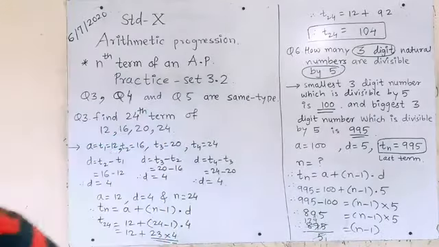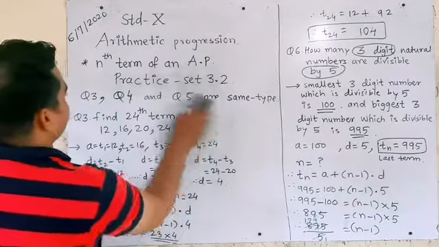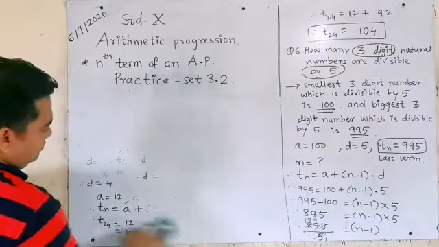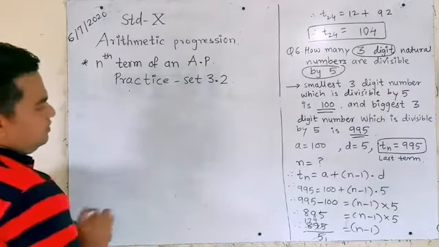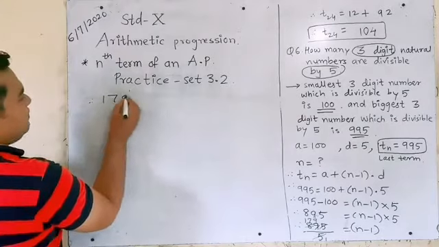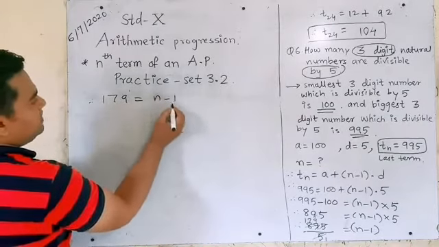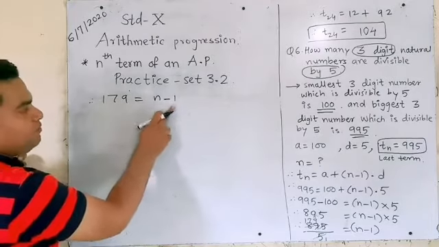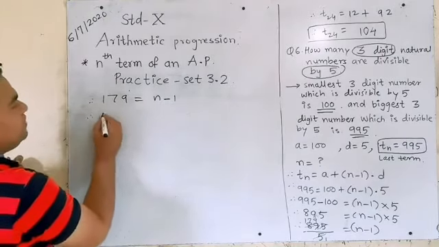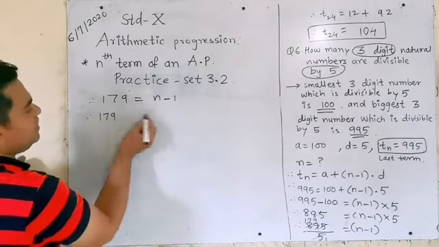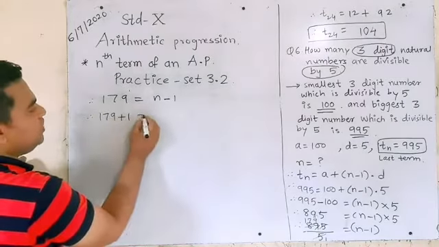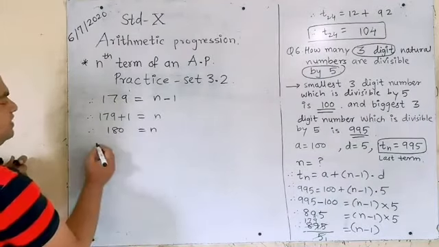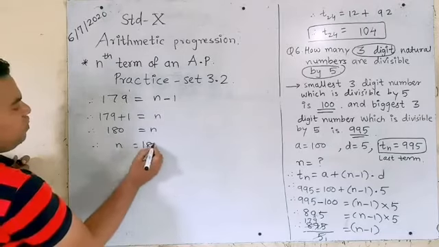For the further solution, I will write here 179 is equal to n minus 1. So this minus 1 is a smaller number, and 179 is the bigger number, so the number will go to the bigger number. This minus 1 will come to the left hand side, so it will be plus 1. So 179 plus 1 is equal to n. Therefore, 180 is equal to n. You can write n is equal to 180.